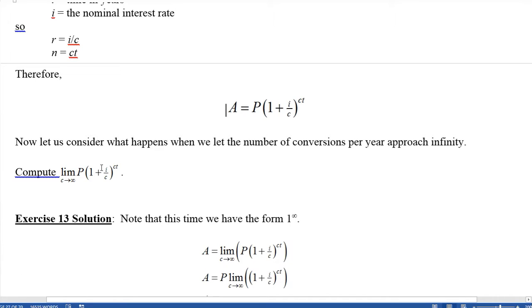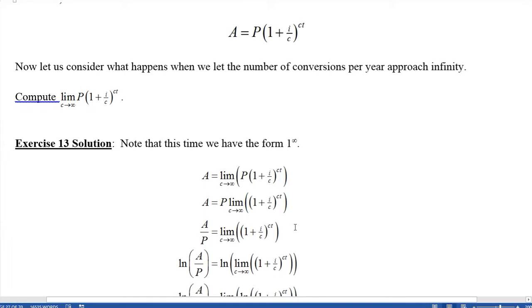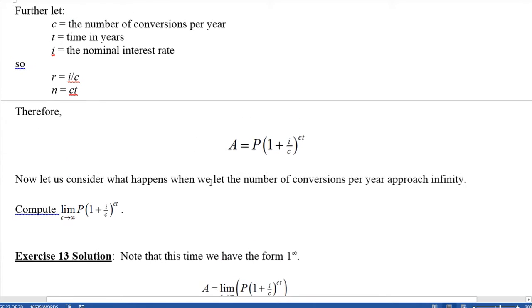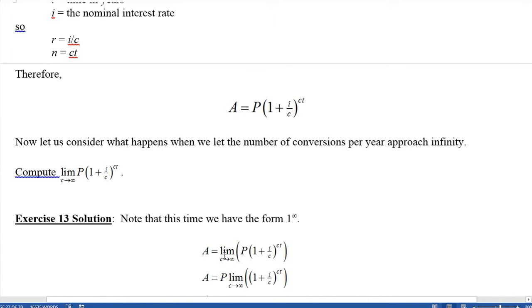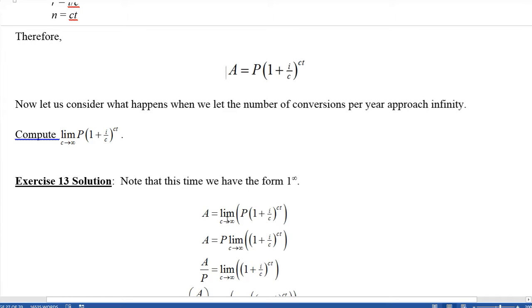So notice that this time, as C goes to infinity, I over C goes to 0, so we have 1 for the base, and the power goes to infinity. So this has the form 1 to the infinity. So we're going to let A, the amount, be the limit as C goes to infinity of that P here. So that's the compound continuous interest.